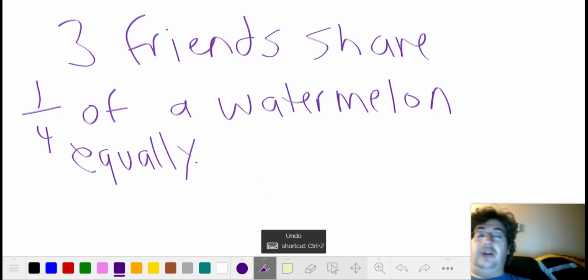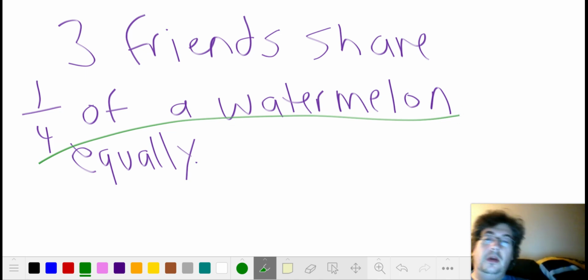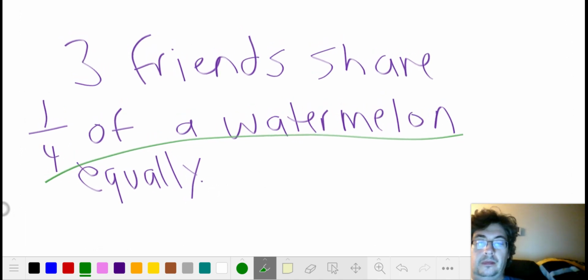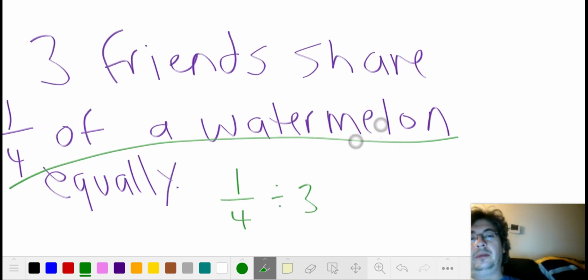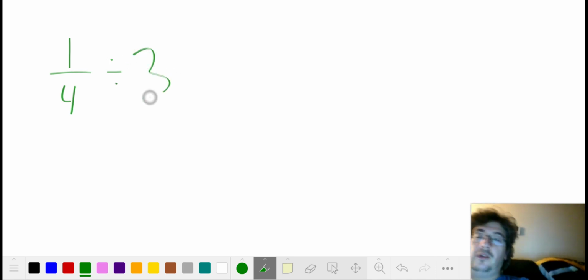The thing that's being divided here is not people. It's 1/4 of a watermelon. So we're going to set this problem up like this. So 1/4 is being divided by 3 because we have 1/4 of a watermelon and we're dividing it amongst 3 friends. So, what is this going to look like? Well, I'm going to move my screen over a little bit here. Let me rewrite the problem. We got 1/4 of a watermelon divided amongst 3 friends.